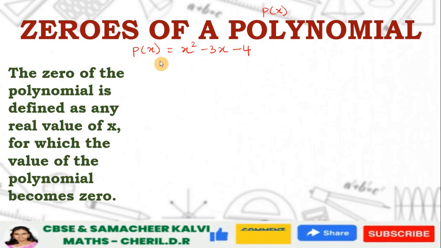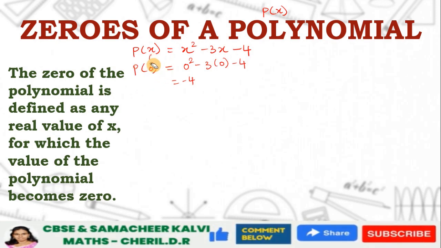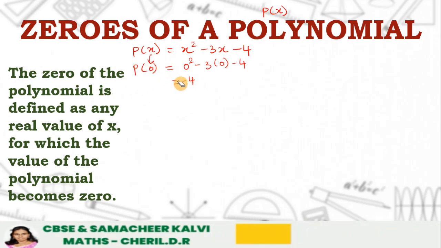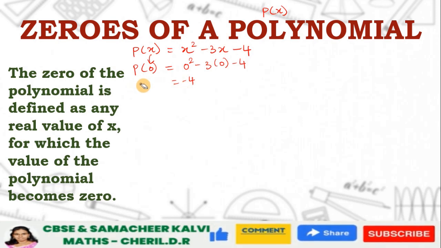If we substitute some value for x, say p(0), what will we get? x is going to be 0, so it will be 0² - 3 × 0 - 4. The answer will be -4. But we want p of that particular value to be 0. So we should find the accurate number where we get p(x) to be 0. That is what we need to find out.